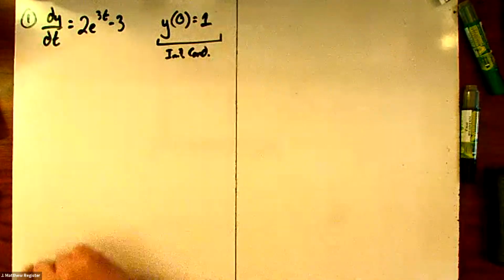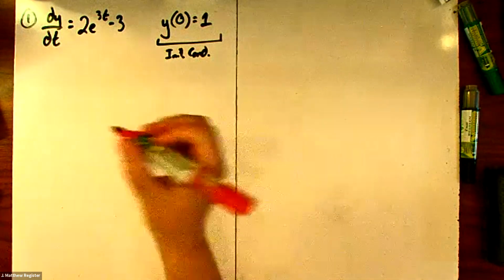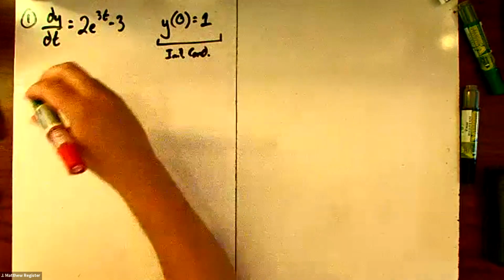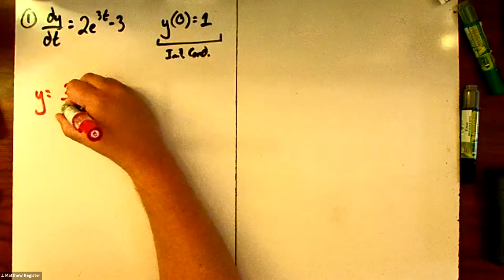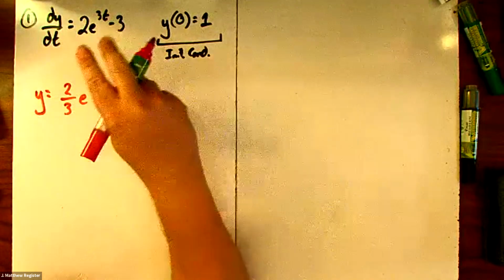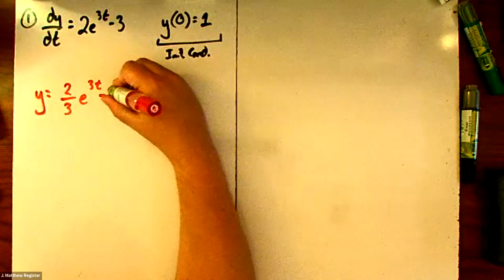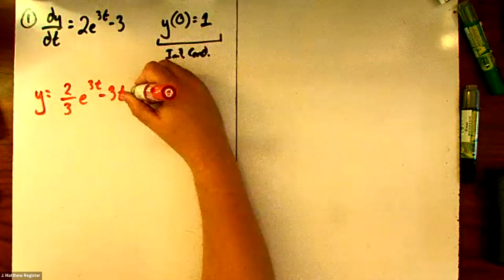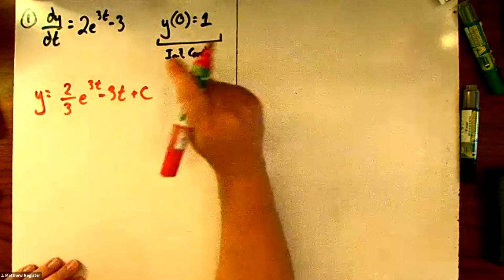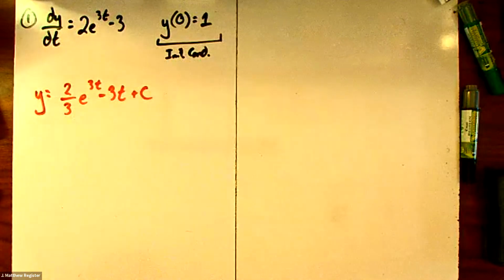dy/dt equals this. So to solve for y, we would integrate. 2e to the 3t is going to give a 2/3 e to the 3t, because when we take the derivative, the 3 would come out and cancel, minus 3t plus c. And so this would be the general solution, because we haven't solved for c yet.